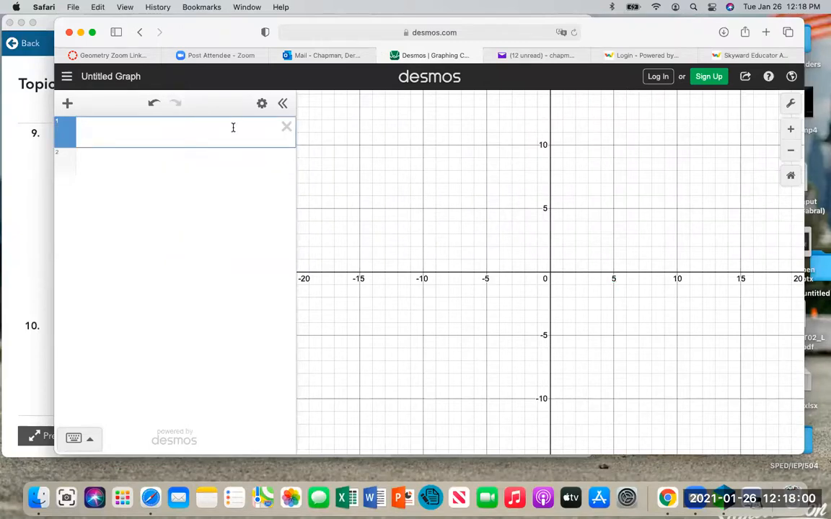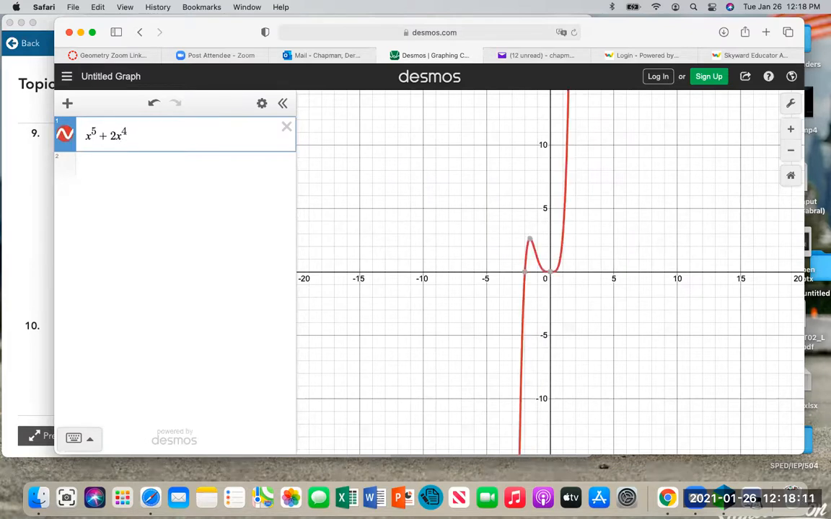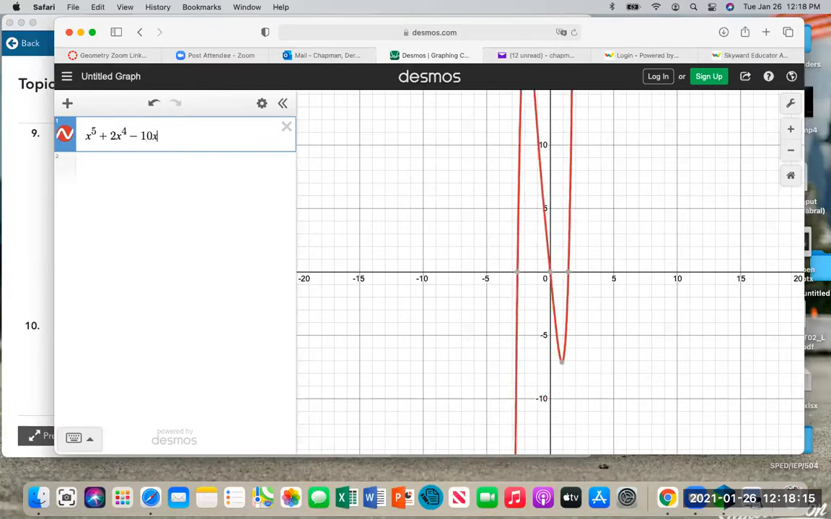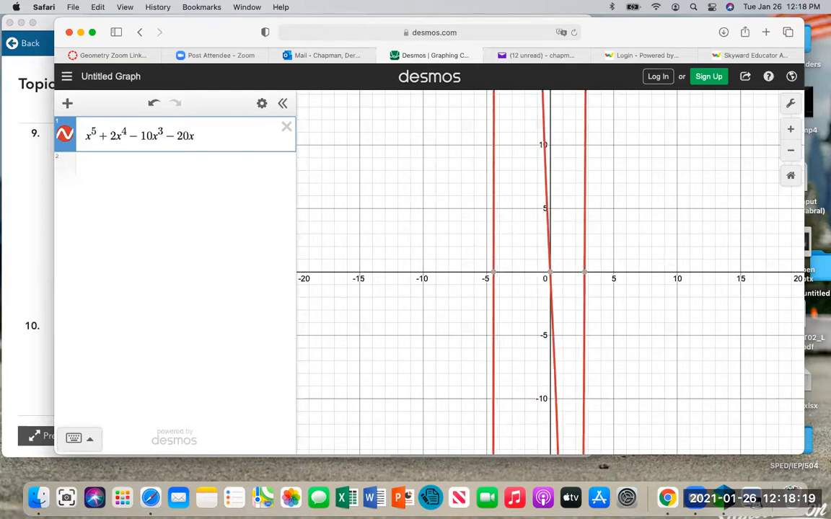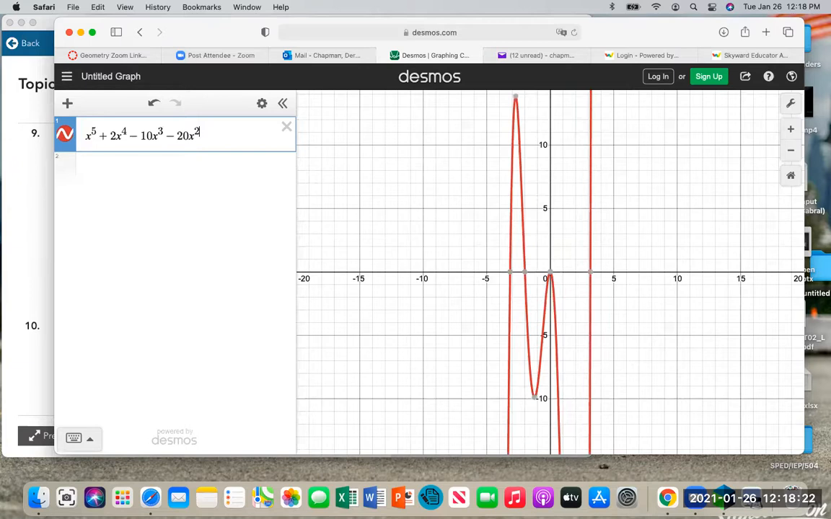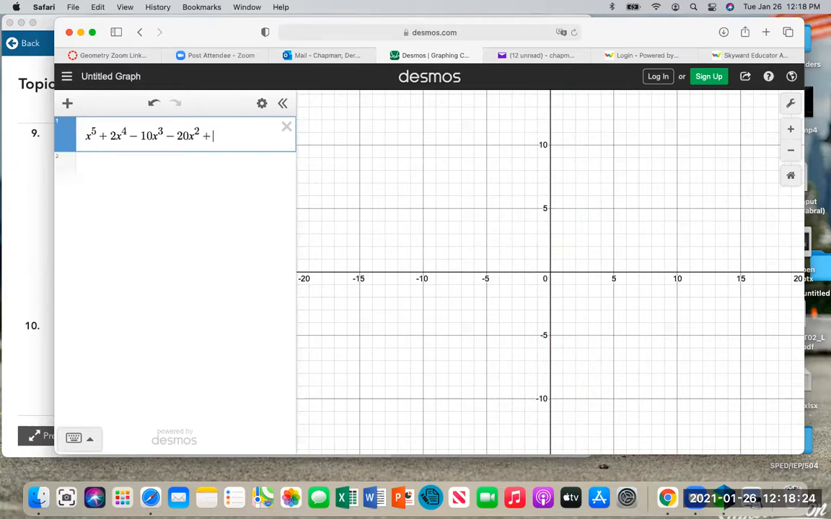So number 9, x to the 5th plus 2x to the 4th minus 10x cubed minus 20x squared plus 9x plus 18.